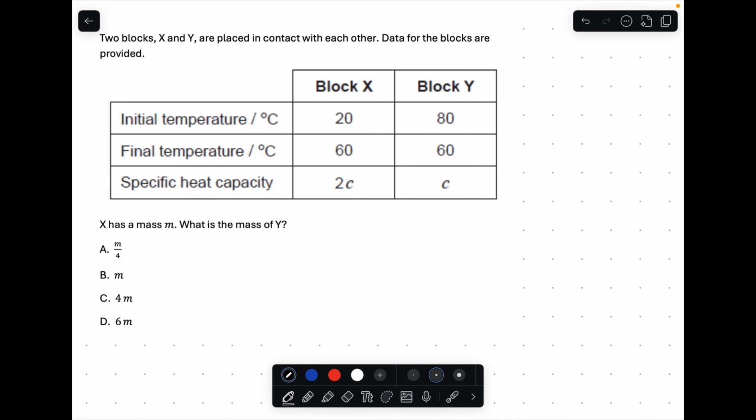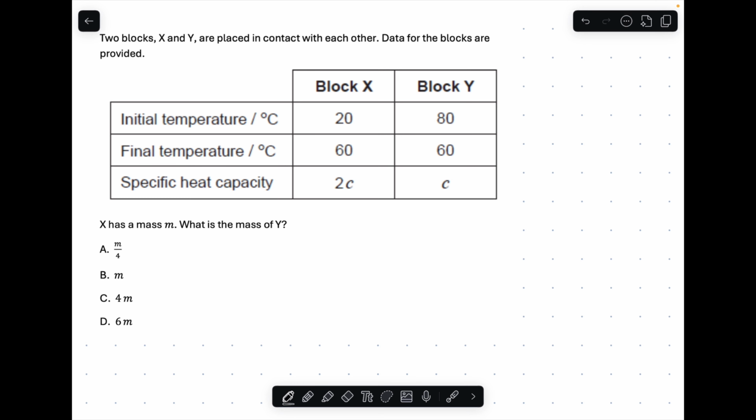Here we have two blocks, X and Y, placed in contact with each other. Data for the blocks are provided, and here we can see the data. The initial temperature of X is 20, final temperature is 60, with a specific heat capacity of 2C. Block Y has an initial temperature of 80, final temperature of 60, and a specific heat capacity of C. So if X has a mass M, we have to find the mass of Y.